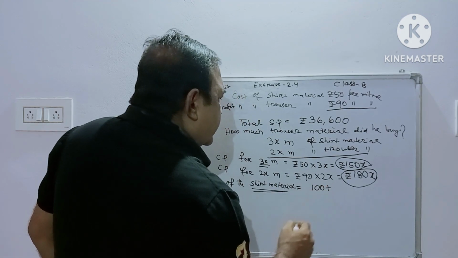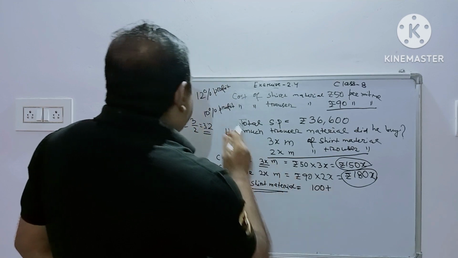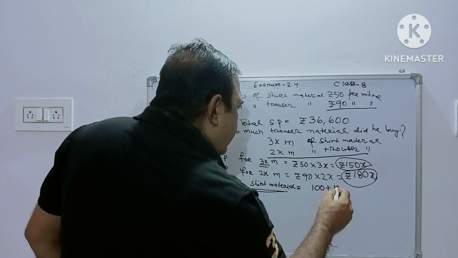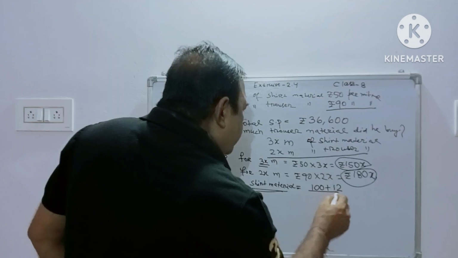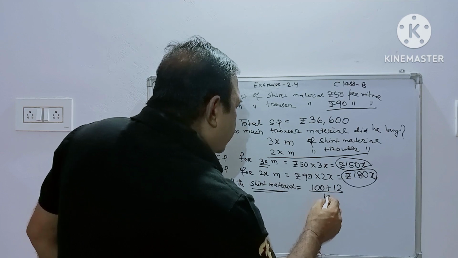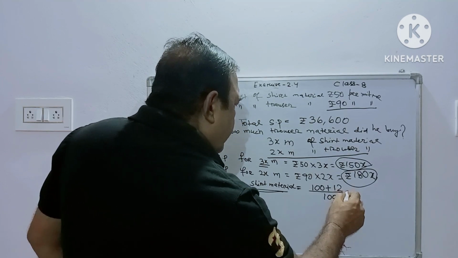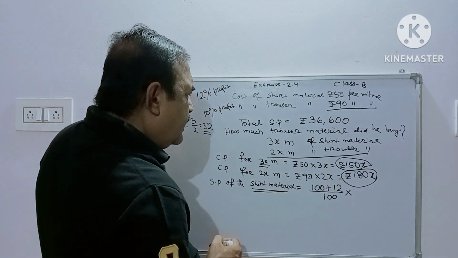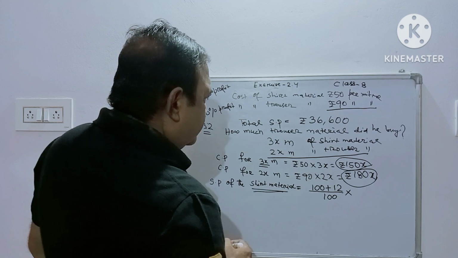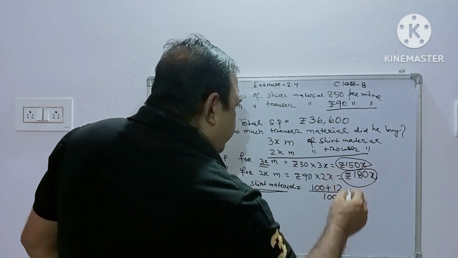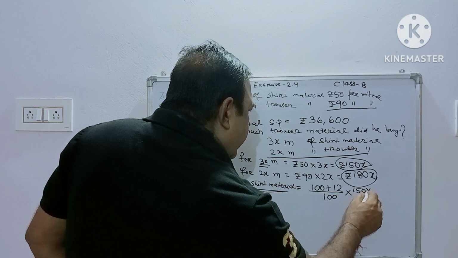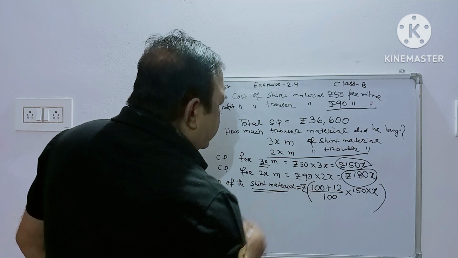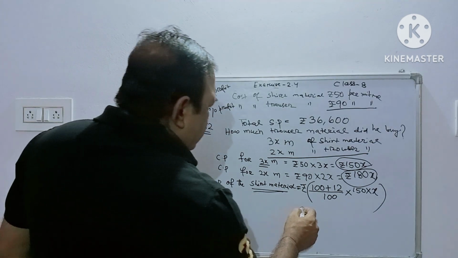100 plus profit percent. So what is the profit percent here? For 100, 12. So out of 100, the value I will write here is 12, divided by 100, into the cost price. Okay. So what is the cost price here? Rupees 150x, that is 150 into x. So I will write the unit, total in rupees.